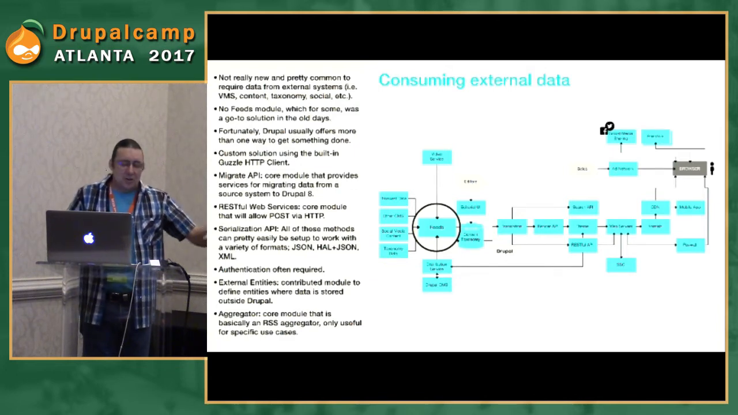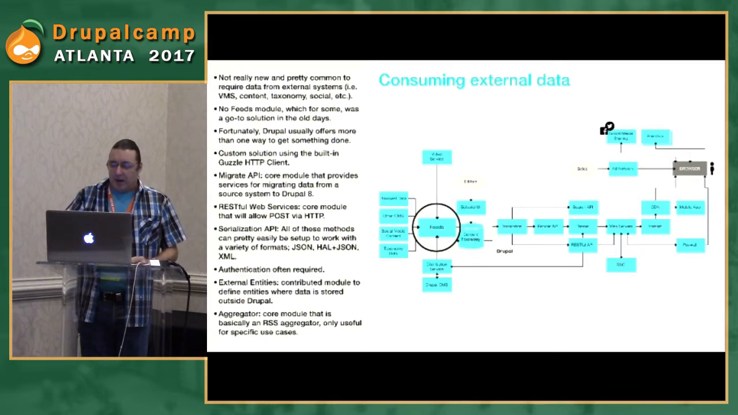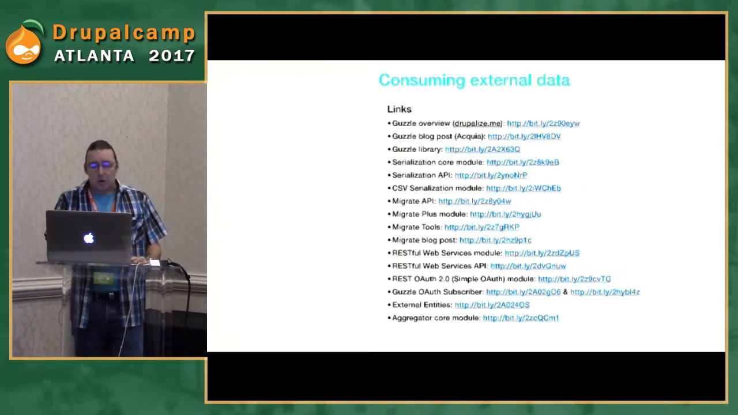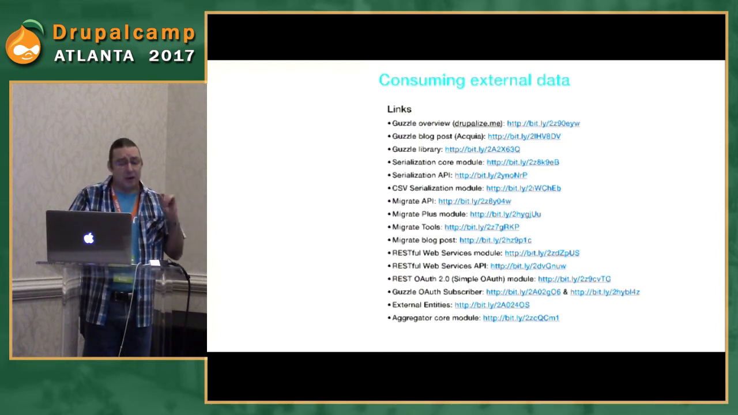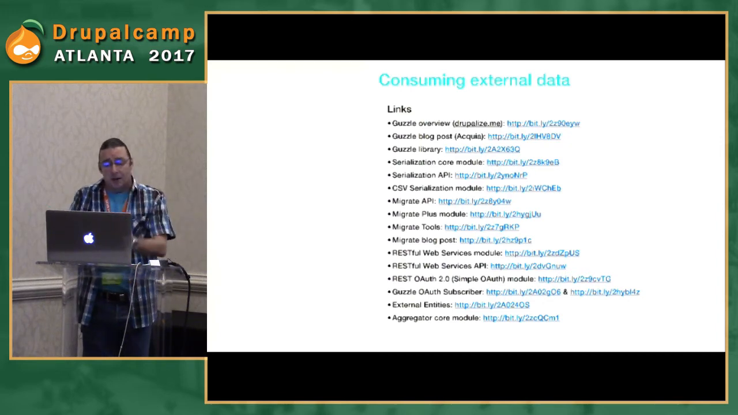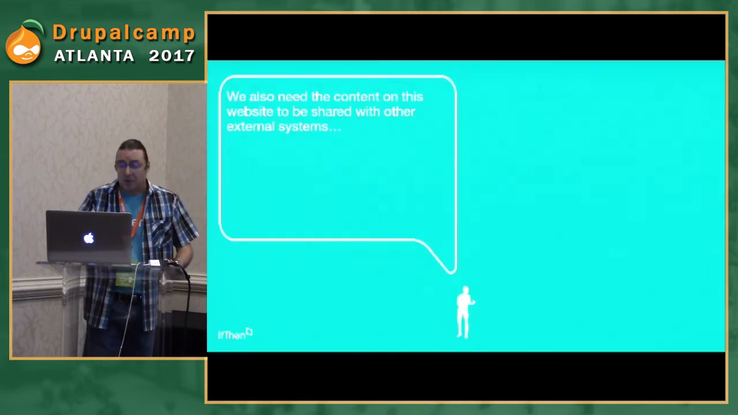And then I mentioned Aggregator just because it's built into core, and it really is just an RSS aggregator. It'll pull in an RSS feed, let you shuffle it around however you want, and spit it back out in a different form. So for consuming external data, we're well positioned to be able to do that. We've got a couple different options to do it. Again, a giant pile of links for you to dig into if you choose to do so.